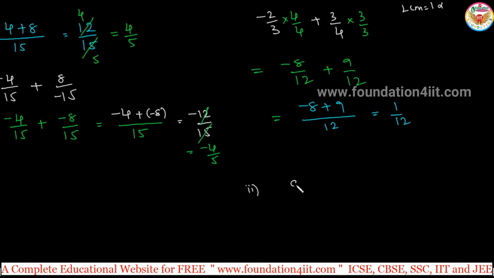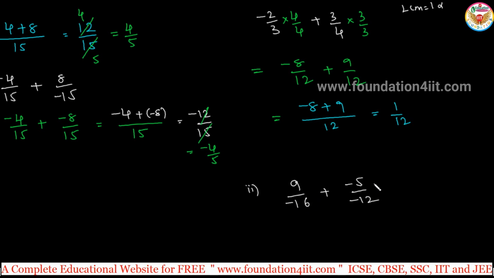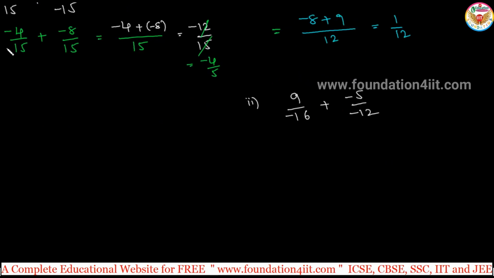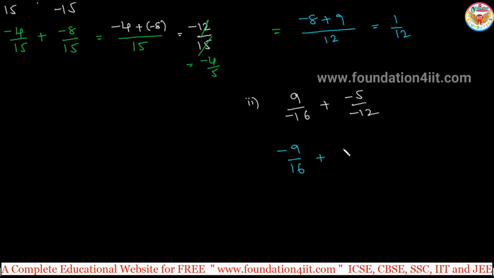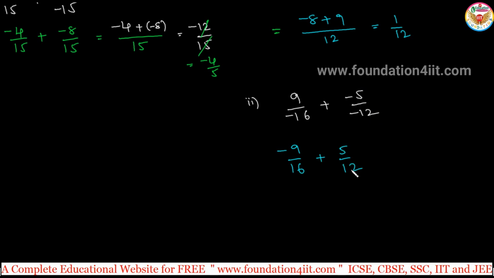Same, 9 over minus 16 plus minus 5 by minus 12. Let us take it. According to the properties, 9 by negative 16 we can write as minus 9 by 16. Plus minus 5 by minus 12 is just 5 by 12. You can use the properties: when both numerator and denominator are negative, it is a positive rational number, right? According to the properties. Now for 16 and 12, just take the LCM.